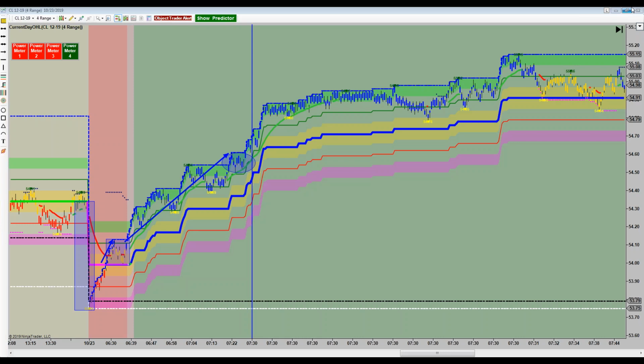Turkish lira. I don't even know what that symbol is. Is there futures for it? Probably futures for everything out there.